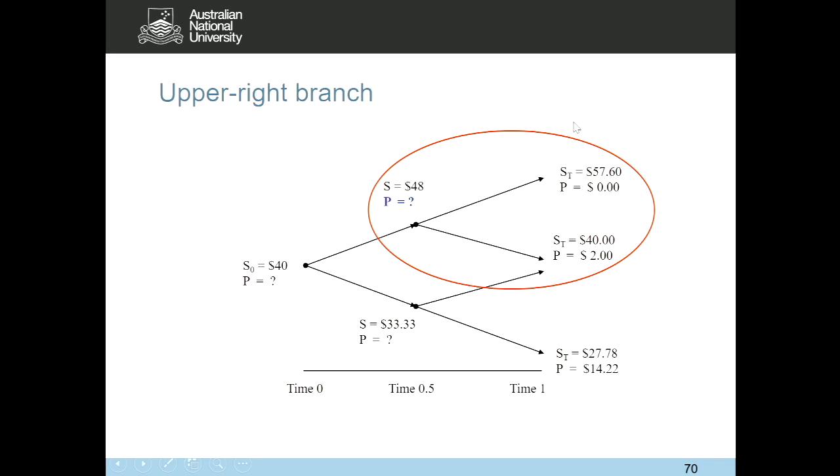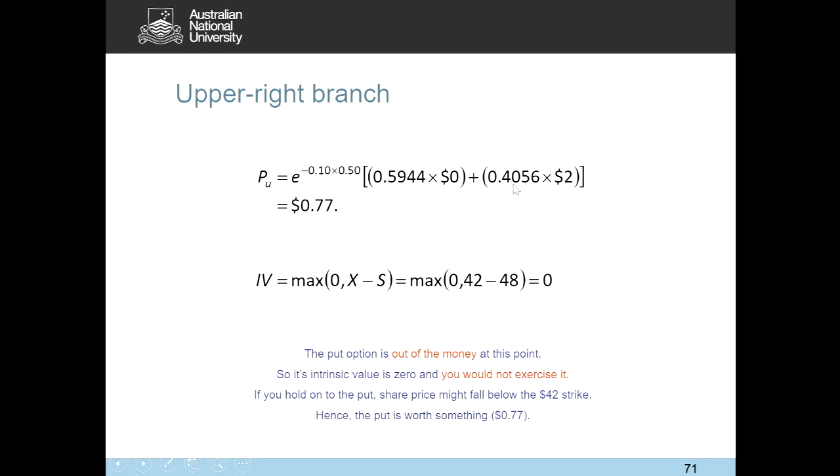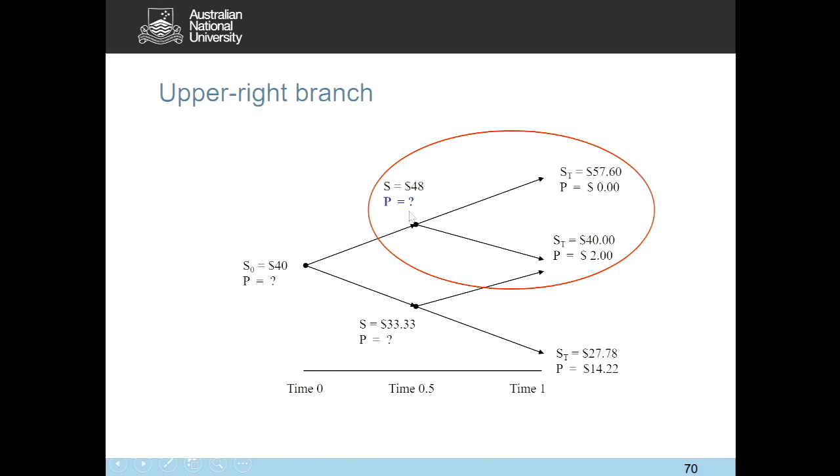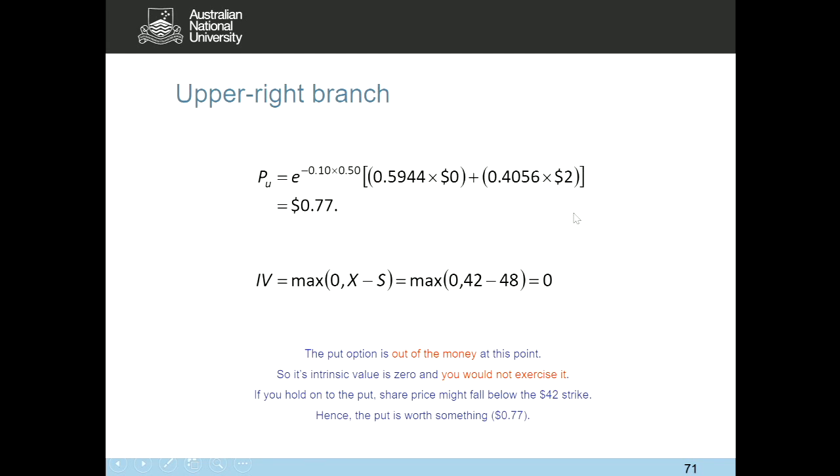So what is the expected payoff? The expected payoff is simply the probability weighted average of these two payoffs. So that's 59.44% times 0 plus 40.56% times $2. And again, because I'm standing at this point, I'm thinking 6 months ahead, so I'm just going to discount this back 6 months using the risk-free rate, 10%. Discount back 6 months, so that's 0.5 here. And we get the discounted value is 77 cents, right?